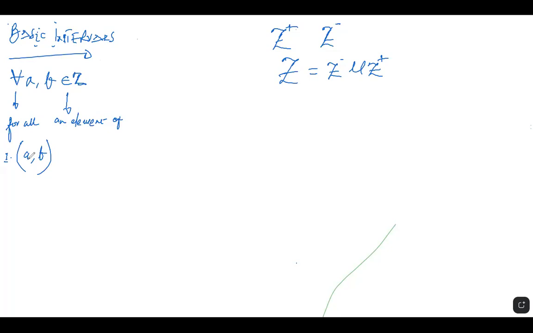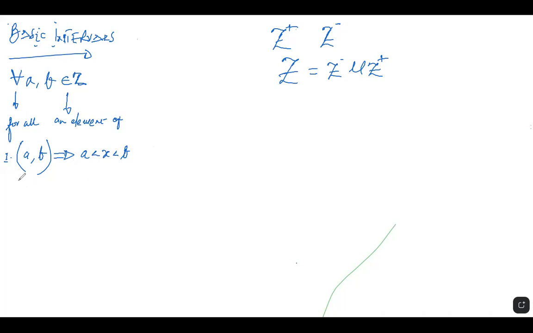Now, when I write two values and put them in parentheses, this simply means the range of values between A and B. This means that I am interested in some X values such that A is less than X and X is less than B.